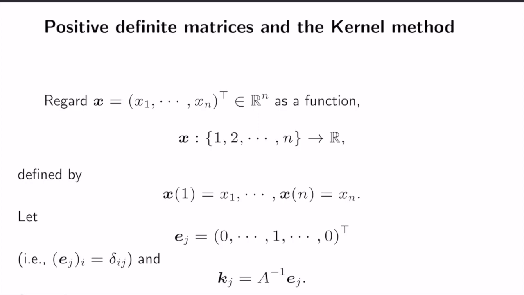Finally, let us discuss briefly the relationship between positive definite matrices and the kernel method. First, let's regard the vector x, made of these numbers, as a function from the finite set consisting of n integers to real numbers. That is, when we apply this function x to the integer 1, we get x1, and so on. And if we apply this function to the integer n, then we get xn. So this defines a function.